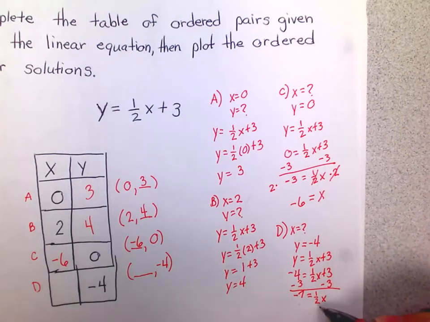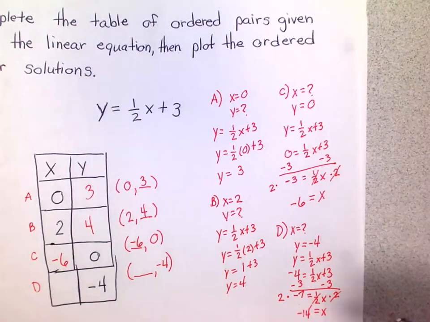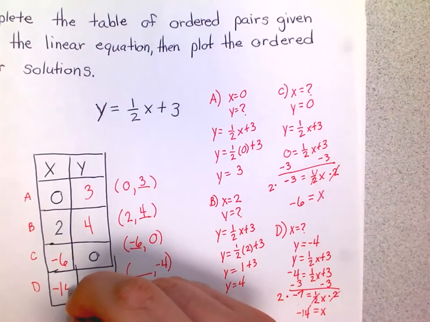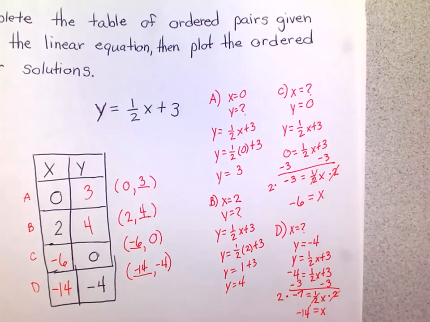Again, like we did before, you can divide by the 1/2 on both sides, or you can multiply by the reciprocal, 2. And remember these will cancel out, so x equals -14. So let's write a -14 into the chart. You can say that is -14, comma -4 as a coordinate pair.